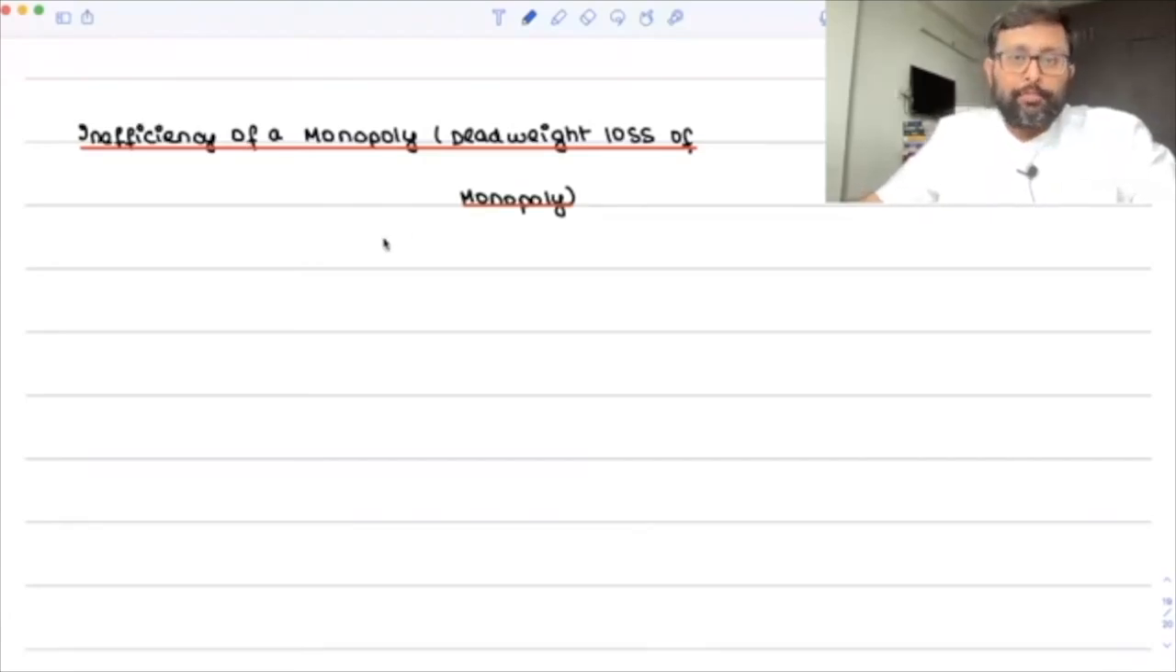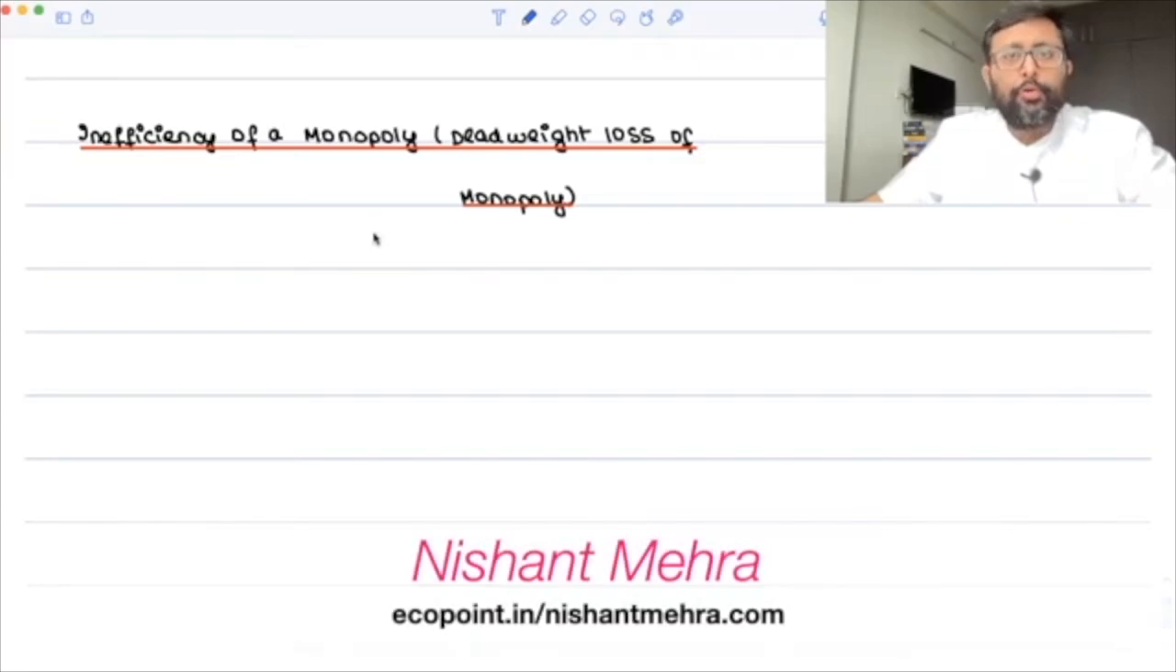Inefficiency of monopoly, or what you call the deadweight loss of a monopoly. This is what we're going to do in this recording. Well, social efficiency would require what? It would require that the costs and benefits are equalized. That's what social efficiency would require, right?